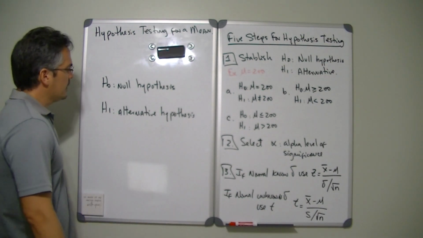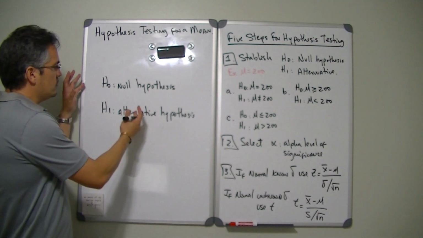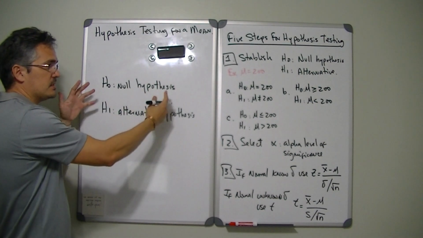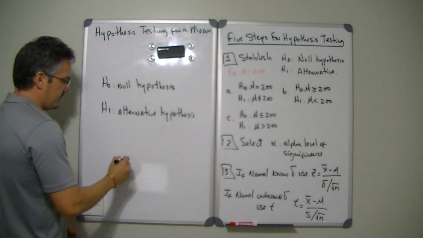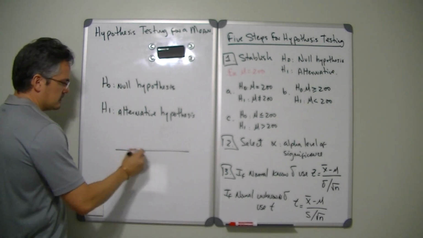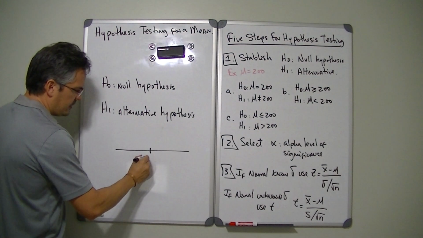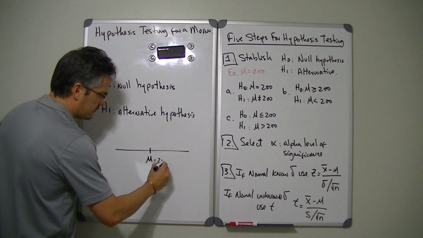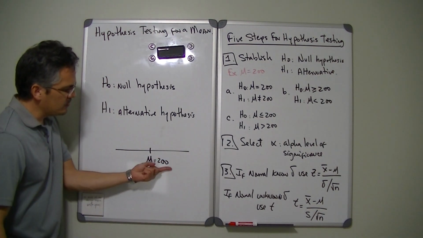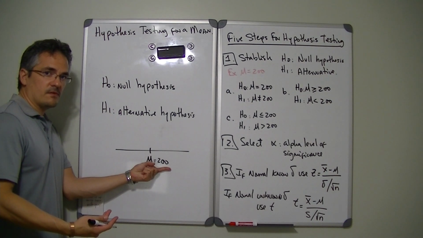So, a way to understand how to set up your hypothesis is to understand that if you have a number line and we have a center here, let's say mu of 200, and again remember that mu is basically the center of your population information.